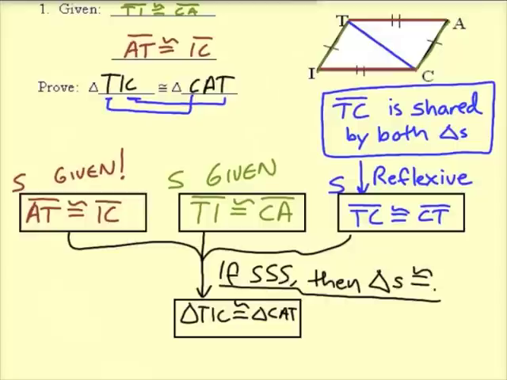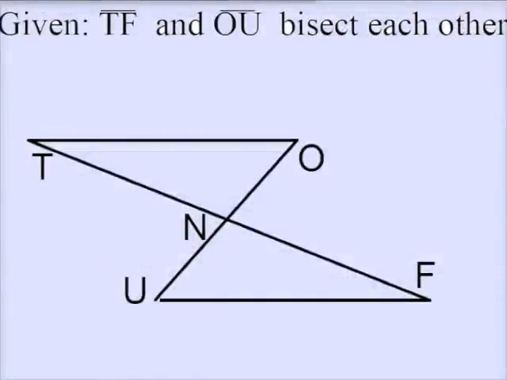And now we're done. Each of our different puzzle pieces has fallen into place. We've proven what it is we're trying to prove, and now we're good to go. Proof number one, done. Let's take a look at this next one.